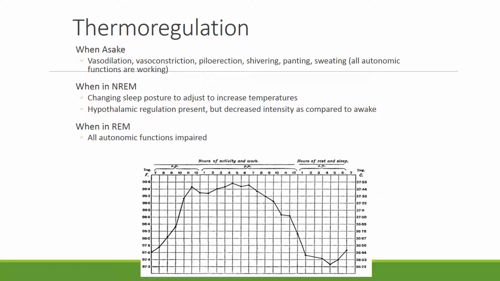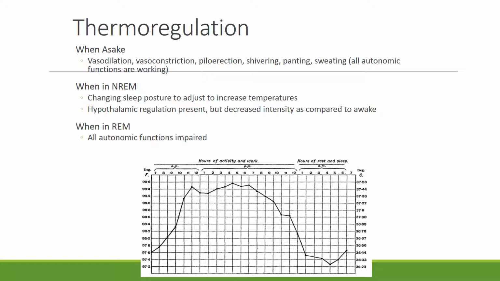Now, when we go to sleep and when we're in non-REM sleep, now non-REM sleep refers to stages N1, N2, and N3, so all of the sleep stages except for REM, we have some thermoregulation present, and that comes from our hypothalamic region, but it is not as intense as when we are awake. So if we get hot in the middle of the night when we're in non-REM sleep, our body will sweat and attempt to cool itself off. On the other hand, if we're cold, our body will vasoconstrict and try to maybe get goosebumps and try to shiver to keep our body warm.